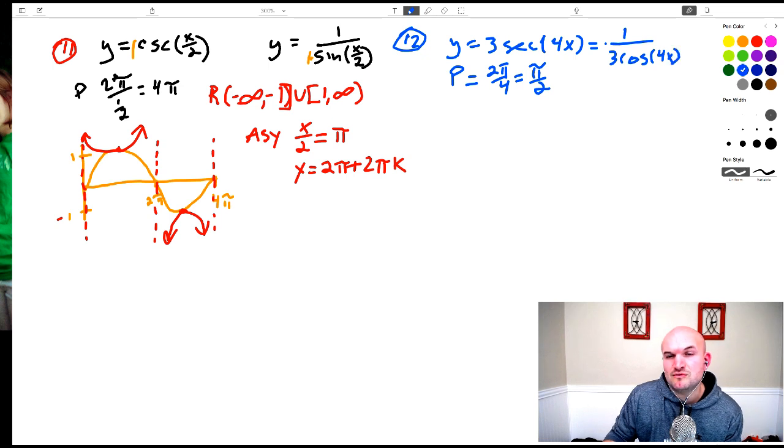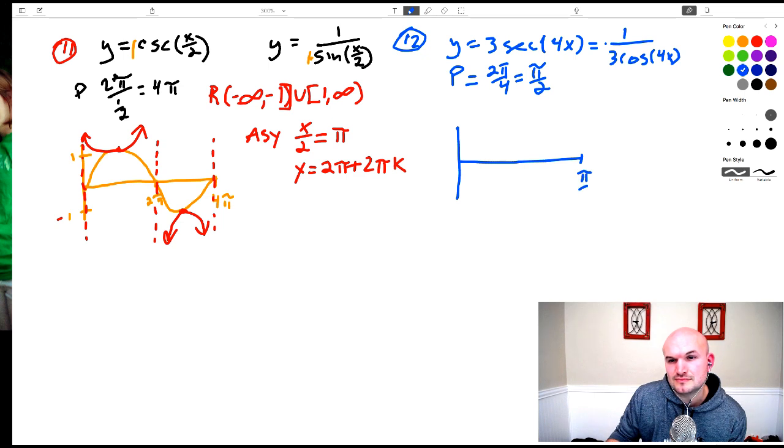So if I was just going to graph, what does 3 cosine of 4x look like? That graph, you can see the period is pi halves. Therefore, half of that would be pi over 4. It's not a 4. This is a 4.